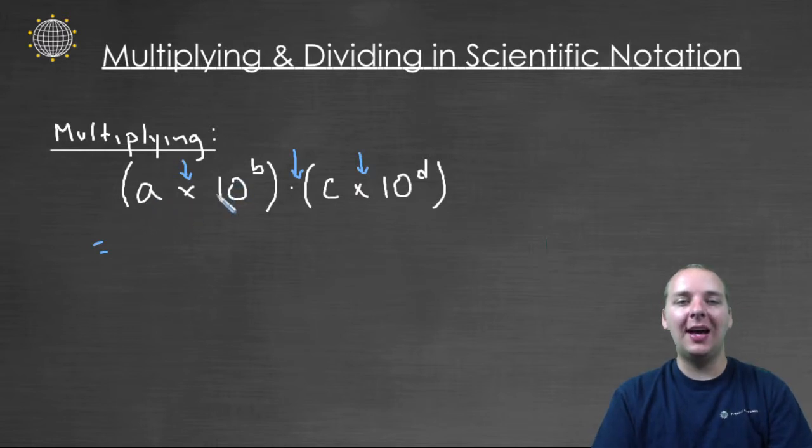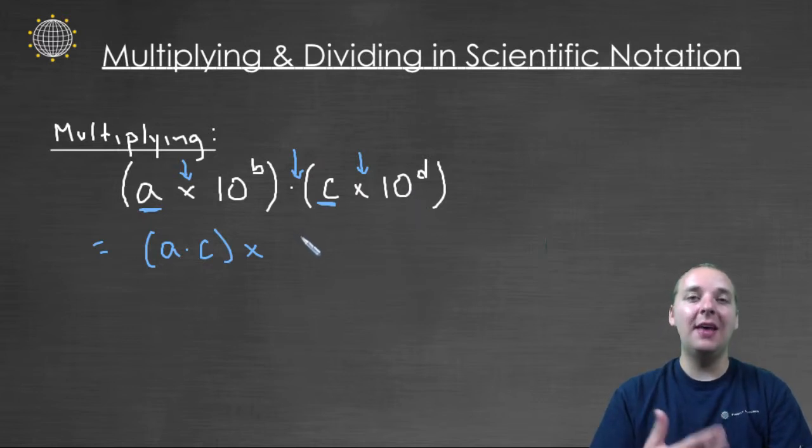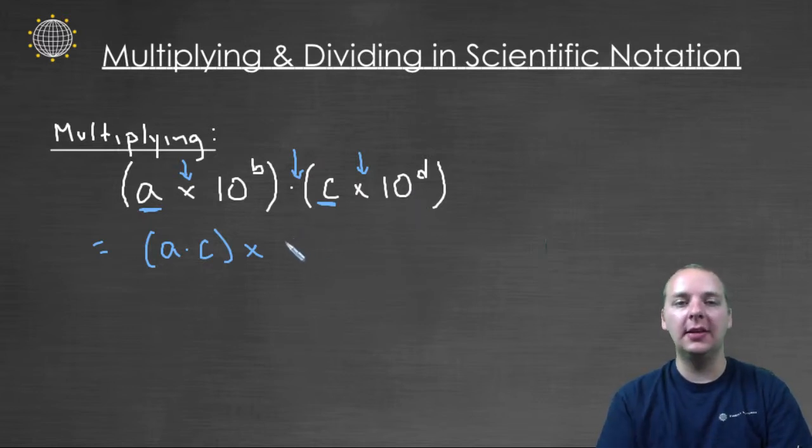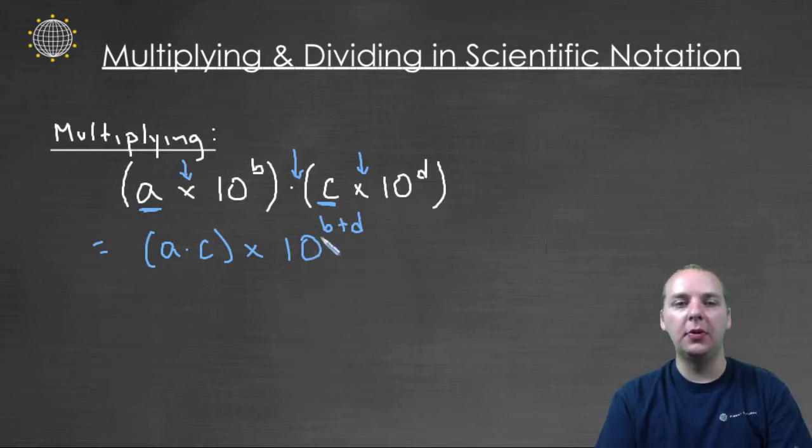We have a times 10 to the b times c times 10 to the d. Let's group the a and the c together, and we'll take a times c, and then we'll take the 10 to the b and the 10 to the d and multiply those together. But since they have the same base, we actually know what that's going to equal. It would equal 10 to the b plus d. With like bases, you add the exponents together if you're multiplying the terms. And so this would be your answer.